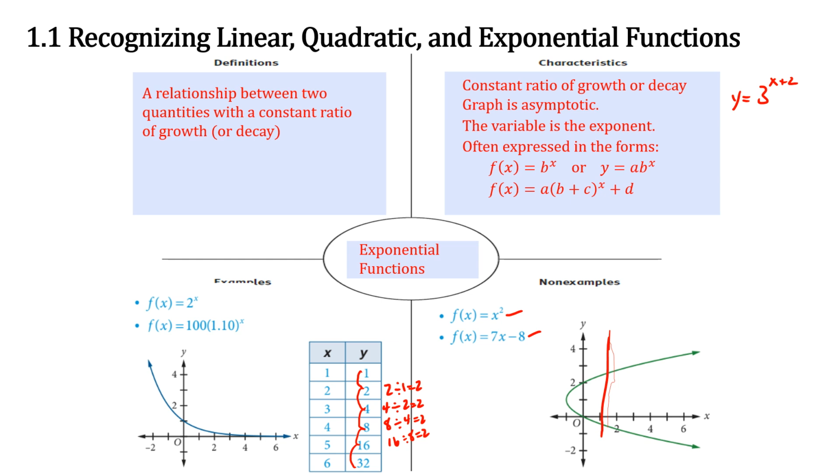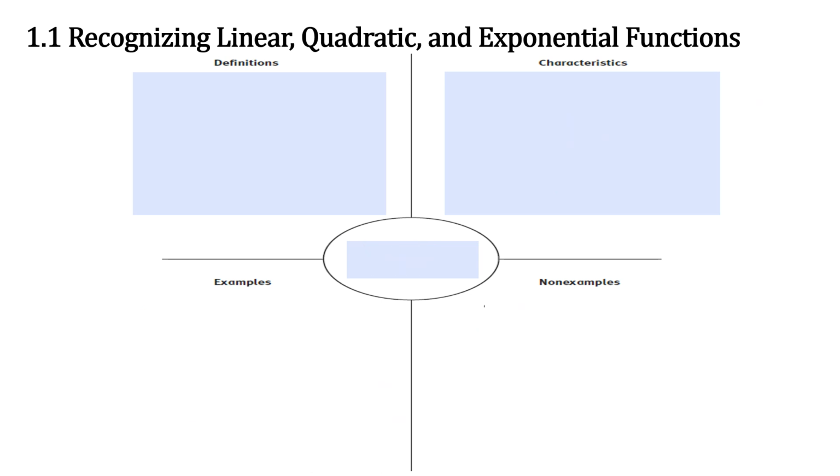Okay, so now we get to quadratic. Quadratic's a little bit tougher because a quadratic can look distinctly like an exponential function. Just half the parabola would look like an exponential function. It shouldn't be a constant. I'm sorry, this should say linear.